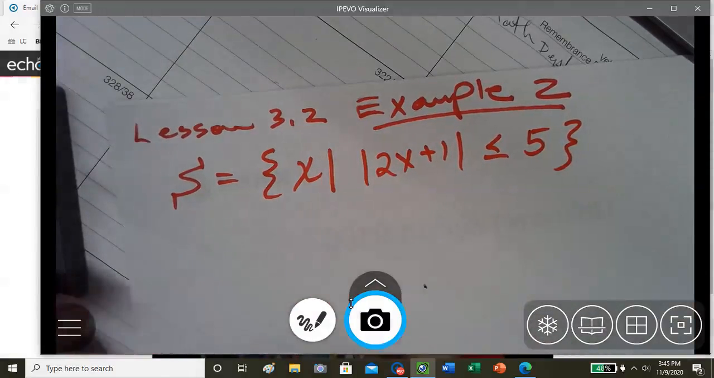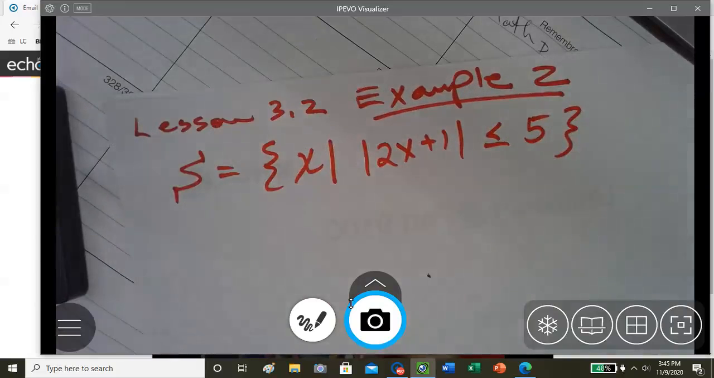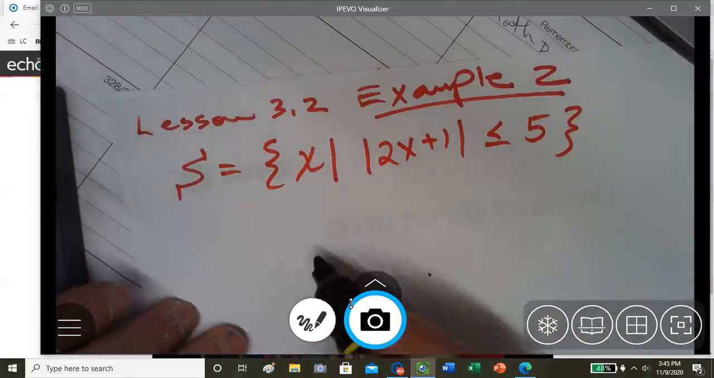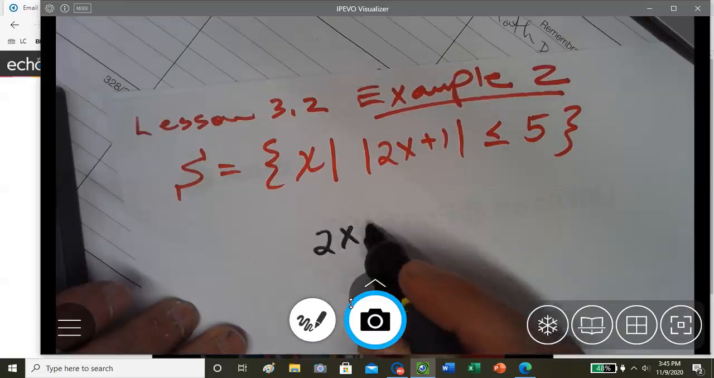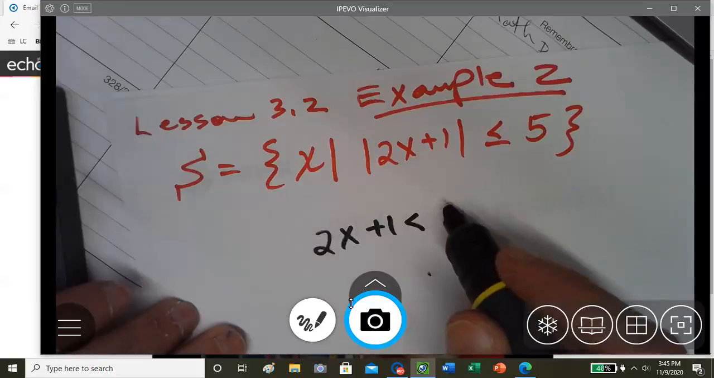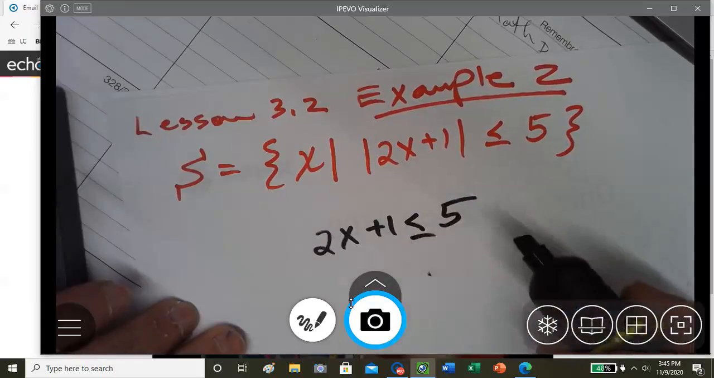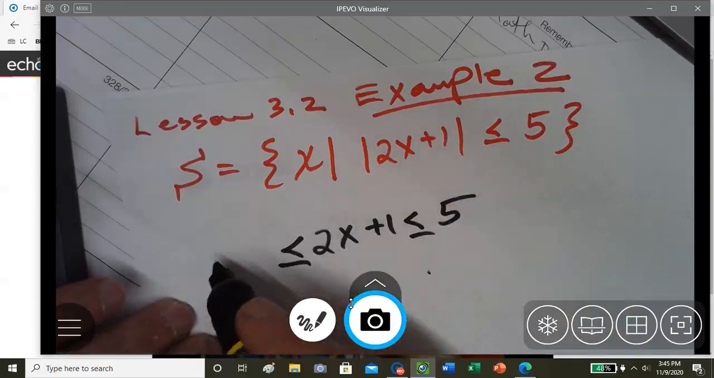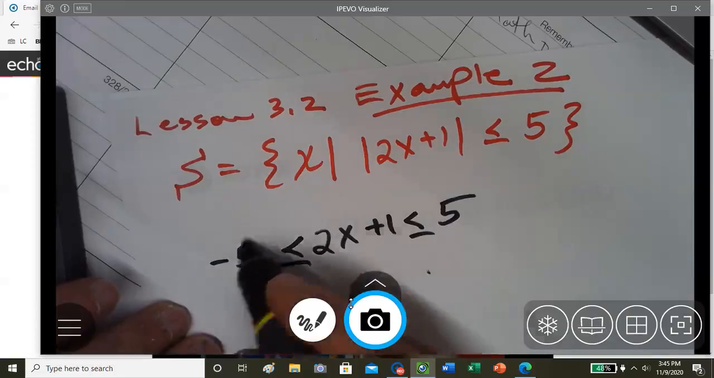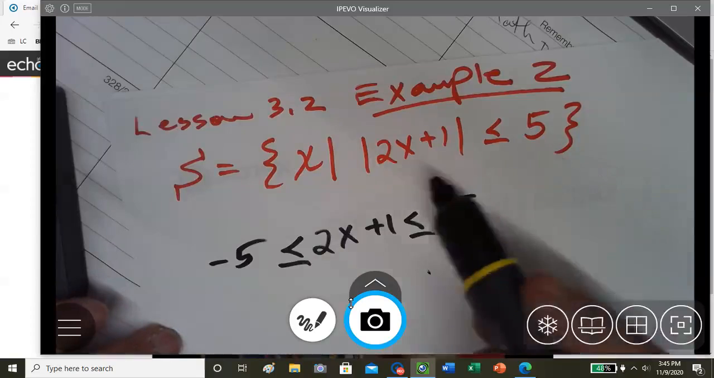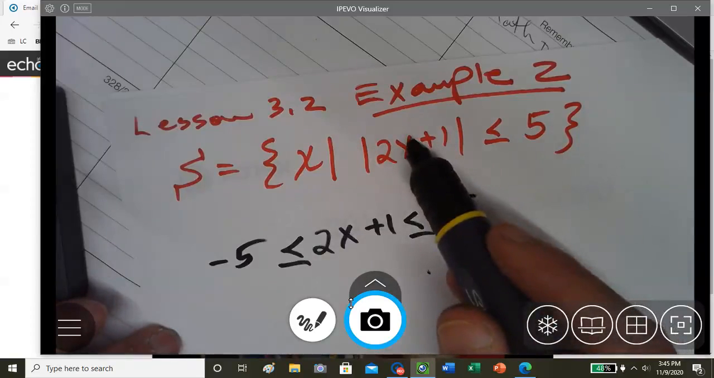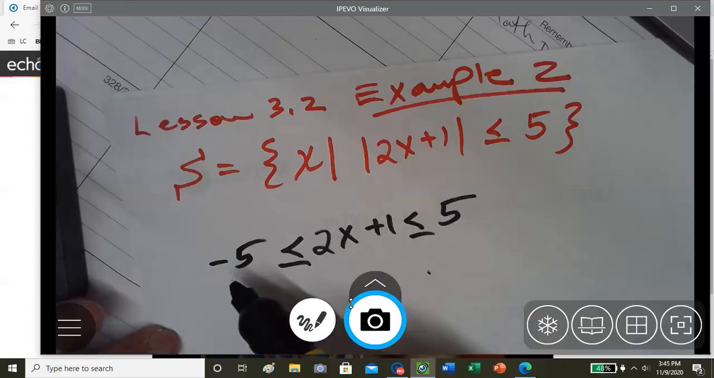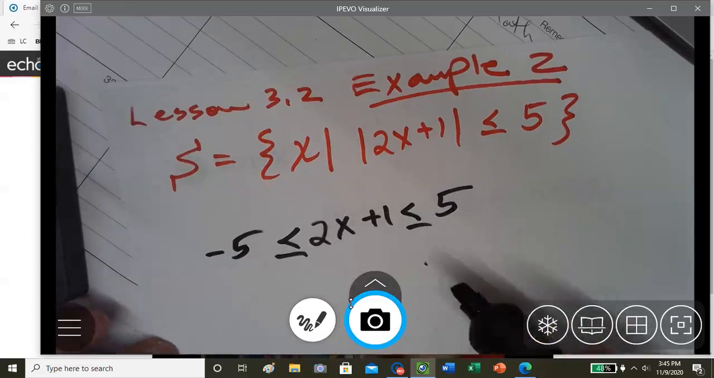Okay, so we're starting with the absolute value of 2x plus 1. That'll be less than or equal to 5, but because it's an absolute value, we also have to look at greater than or equal to negative 5, because we don't know if this produces positive 5 or negative 5, so we have to put positive and negative 5 in there.